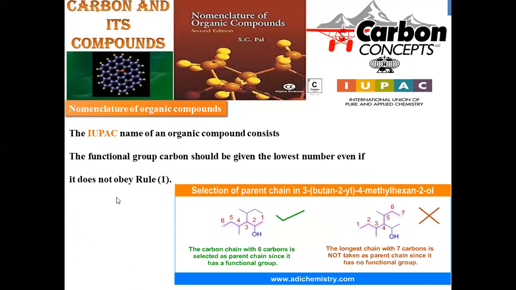Then move on to the second possibility. The functional group carbon should be given the lowest number, even if it does not obey rule number 1. So here the functional group should be assigned the lowest number. Two possibilities are provided to us, and we have to choose the right order. Here numbering starts from the right hand side, where the second position has the hydroxy group. And in the other manner, the left hand side numbering starts 1, 2, 3, 4, and the fifth carbon has the hydroxy group.